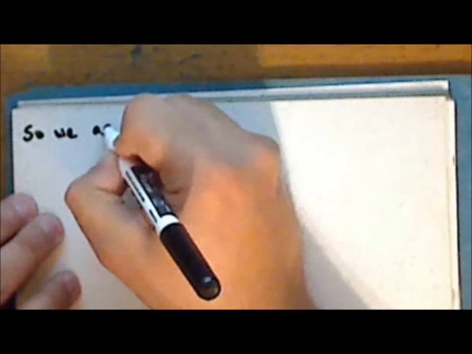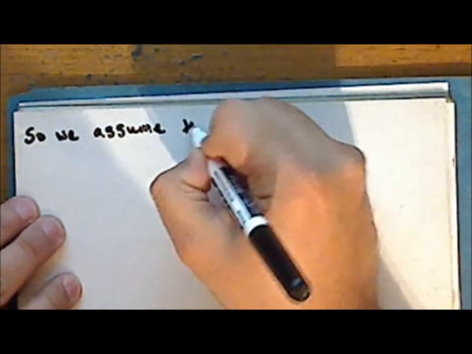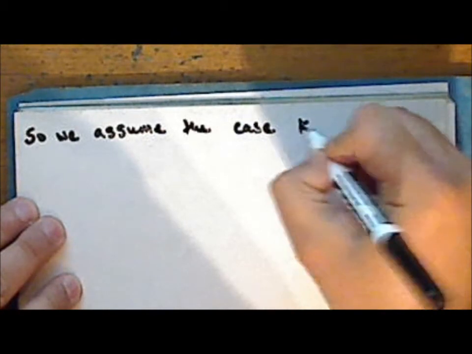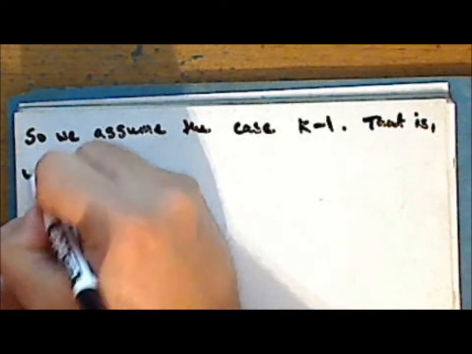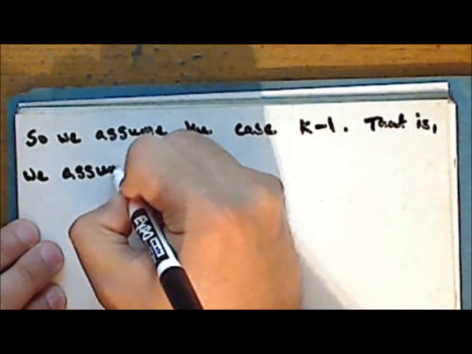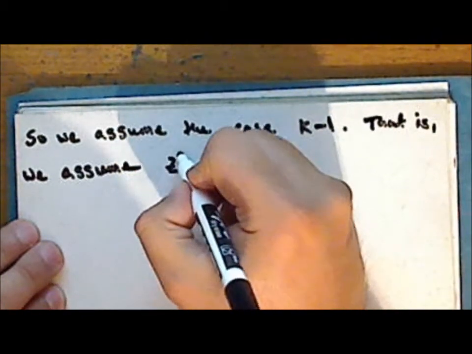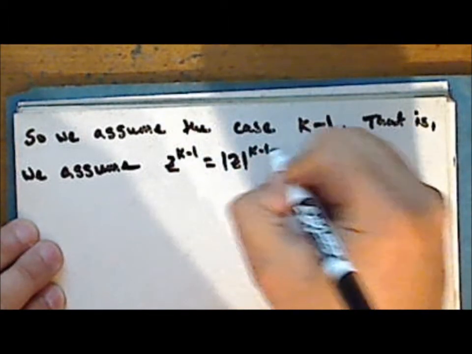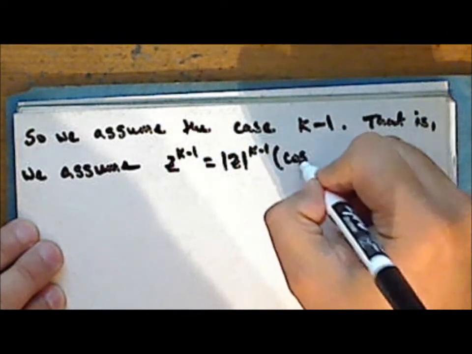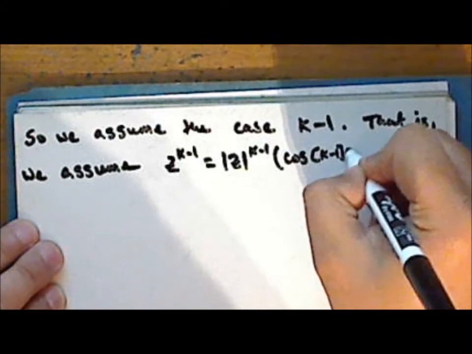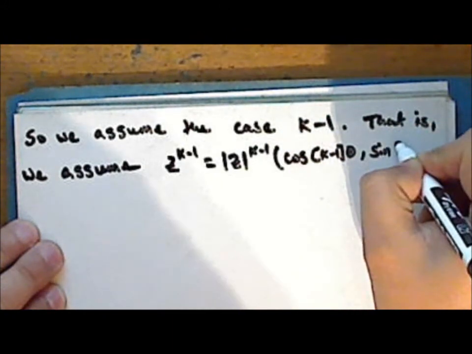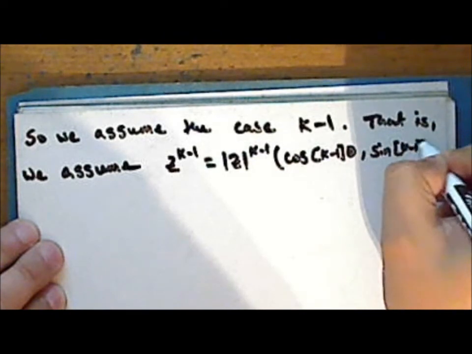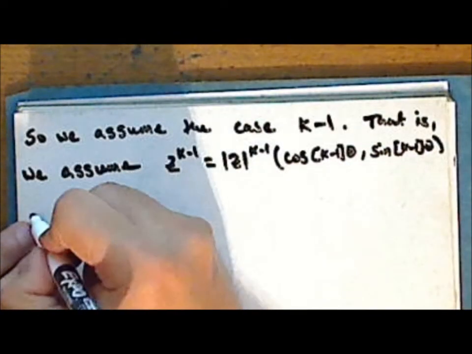So we assume the case k minus 1, that is, we assume that the statement z to the power of k minus 1 is equal to the modulus of z to the power of k minus 1 times the ordered pair cosine of k minus 1 times theta, sine of k minus 1 times theta. We assume that this is true.